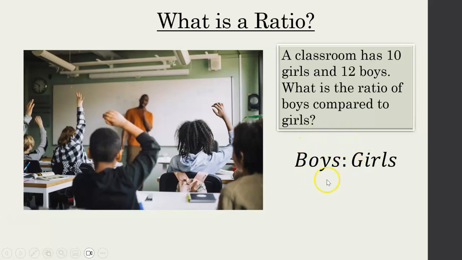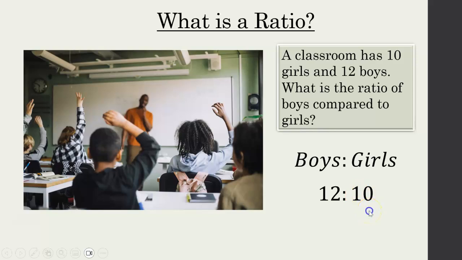Then we're going to attach numbers to this. So how many boys are there? Well, there's 12 boys. And how many girls? There's 10 girls. So the ratio would be 12:10. So this means for every 12 boys, there would be 10 girls.